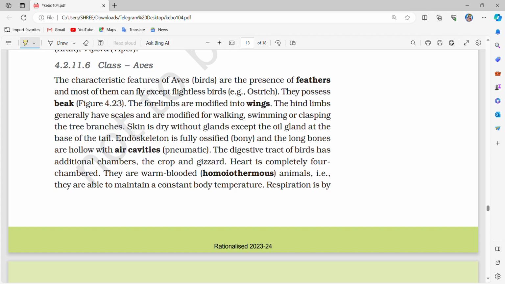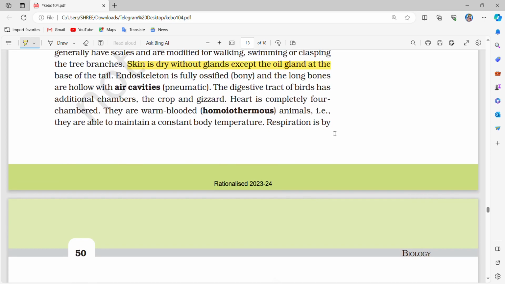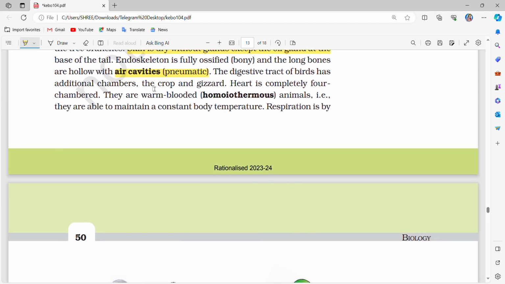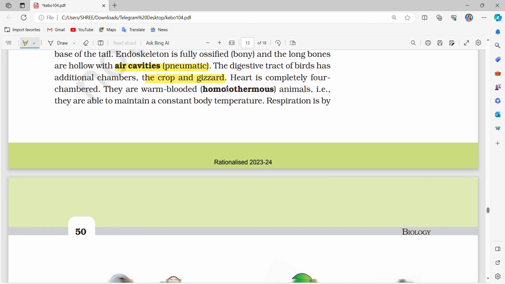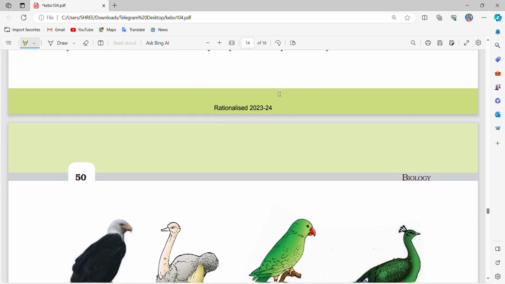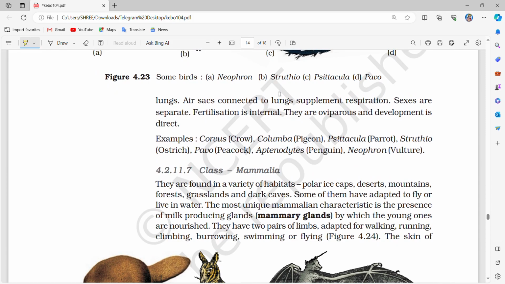Skin is dry without glands except the oil gland at the base of the tail. Endoskeleton is fully ossified, bony, and the long bones are hollow with air cavities, pneumatic. The digestive tract of birds has additional chambers, the crop and gizzard. Heart is completely 4-chambered. They are warm-blooded, homoiothermous, animals, i.e., they are able to maintain a constant body temperature. Respiration is by lungs. Air sacs connected to lungs supplement respiration.